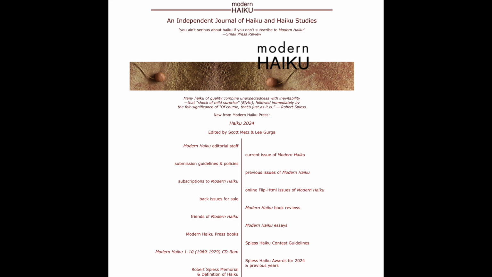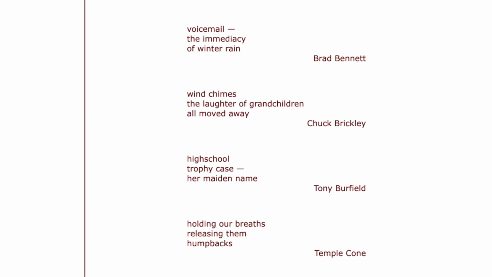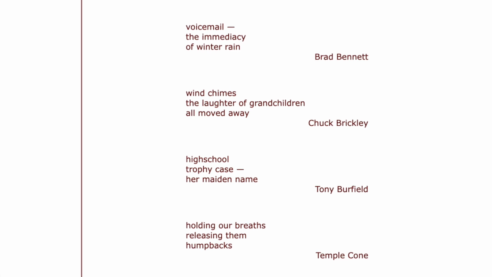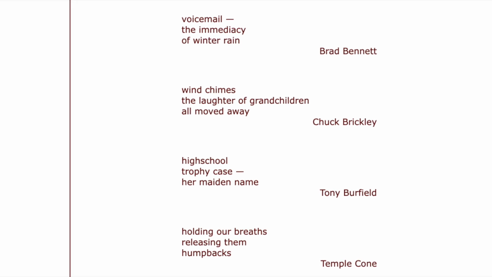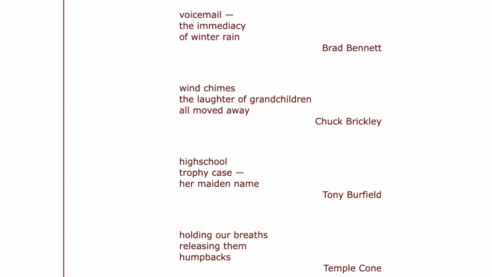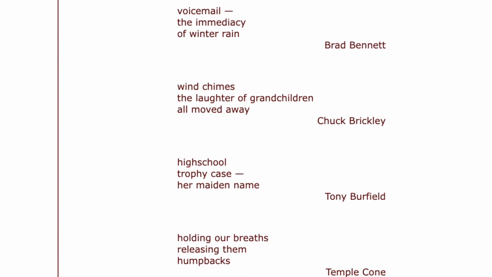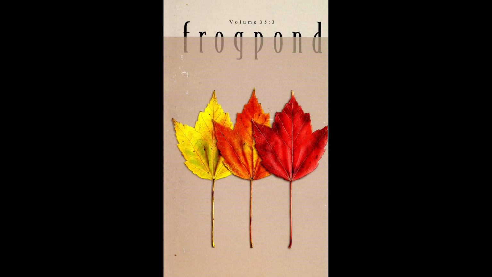This is Modern Haiku here. This is the homepage on their current 2024 website. You can see at the top, Modern Haiku, an independent journal of haiku and haiku studies. And here we can see just a few examples. So up top, "voicemail, the immediacy of winter rain," right? So that's kind of the idea of the modern haiku, themes from the modern world like voicemail. A few below, "high school trophy case, her maiden name." So it's not those traditional nature and love themes necessarily, but dealing with elements of the natural world, still finding that moment of perception that animates haiku.